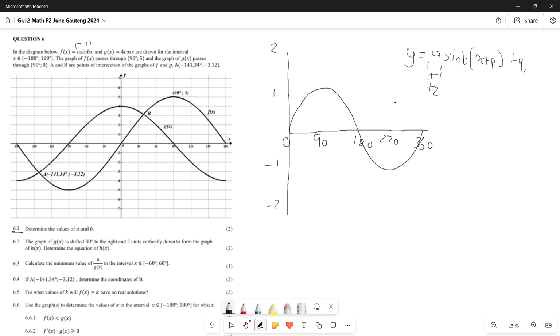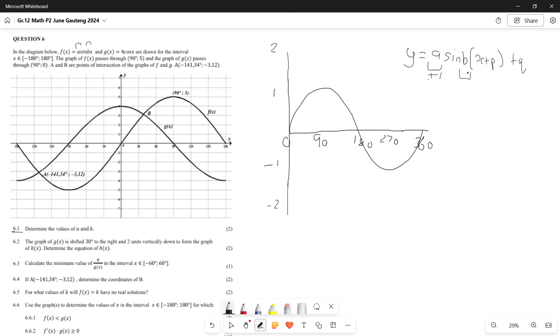If we were to make it a half, it would be half the amplitude over here. If we had a minus 1, for example, it would reflect this graph over the x-axis. So we'd have a negative 1 over here at 90, up to 180 at 0, at 270 it would go up to 1, and then down to 360 again. So that would be our amplitude in this scenario.